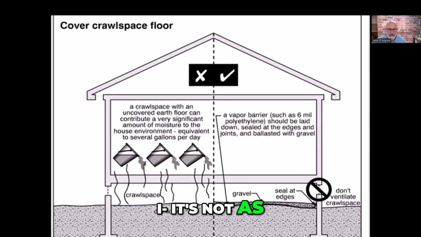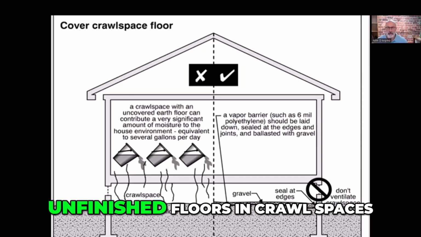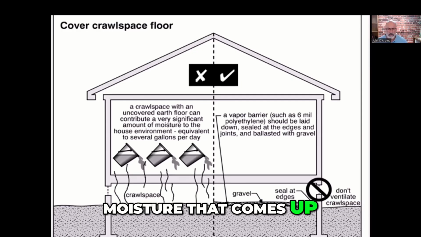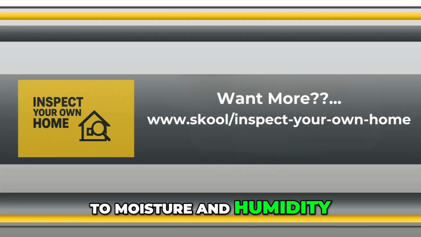So it's not as abundantly seen, and the circumstances are not as dramatic as we find them in the attic, but we can still get that mold situation in the crawl space just as easily as in the attic. It just doesn't happen to such a degree, where it's so visible as in the attic when that mold develops over time. But be definitely leery of unfinished floors in crawl spaces, and even unfinished floors in basements, because the amount of moisture that comes up from a dirt floor is enough to cause a problem in regards to moisture and humidity issues in the basement.